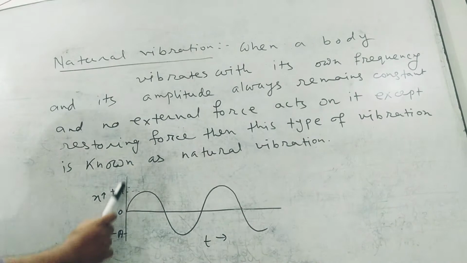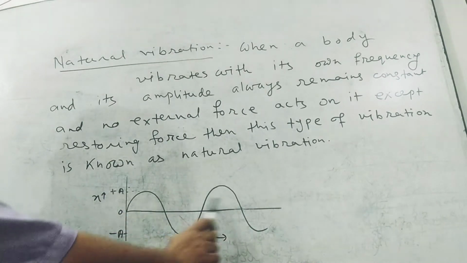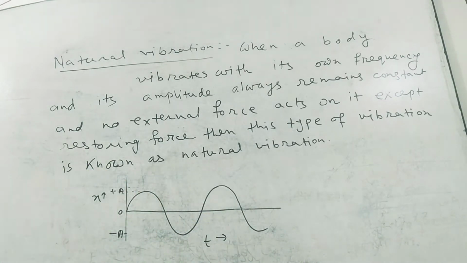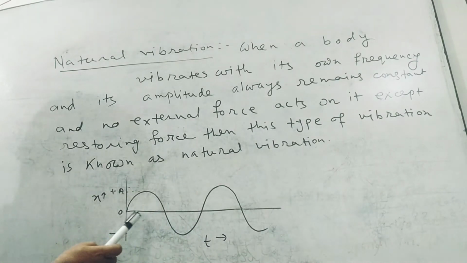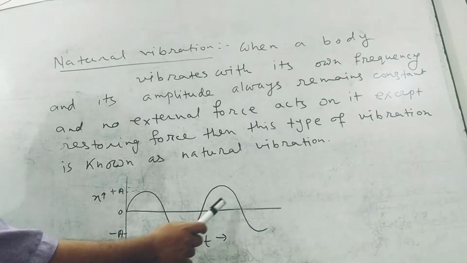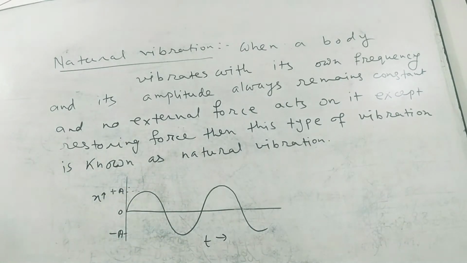In this figure, along the vertical axis we plot the displacement and along the horizontal axis we plot the time. This graph shows the variation of displacement with time of the particle. In this case, the amplitude always remains constant and does not decrease or increase with time. This type of vibration is known as natural vibration. You should remember that this type of vibration is an ideal one.